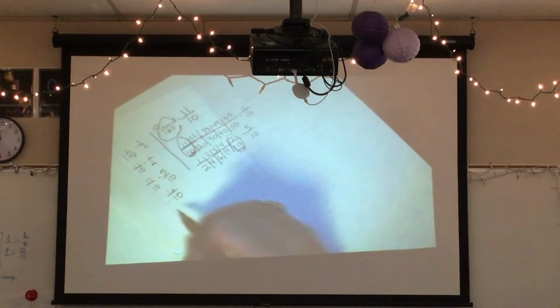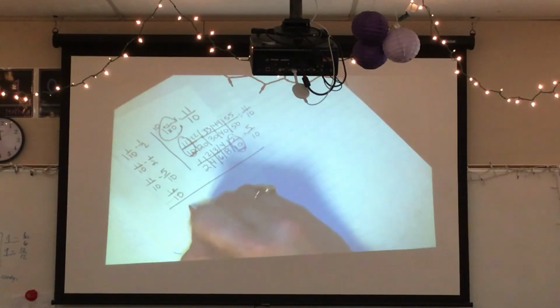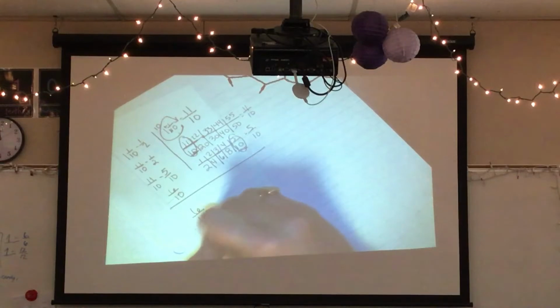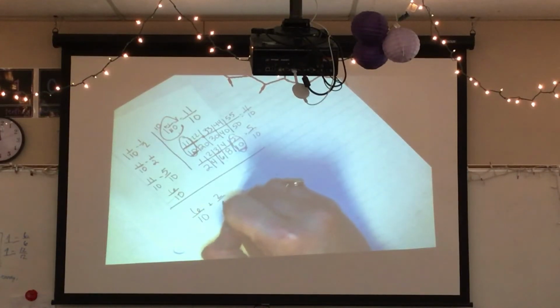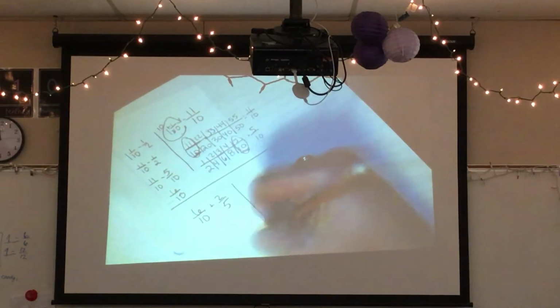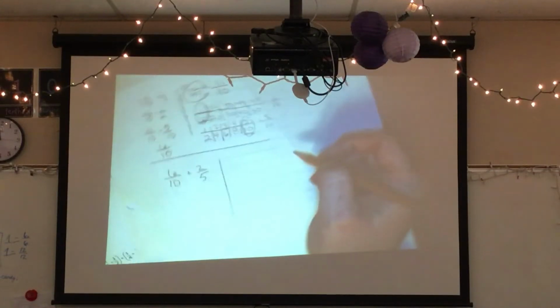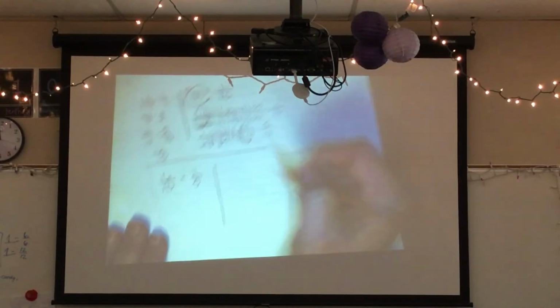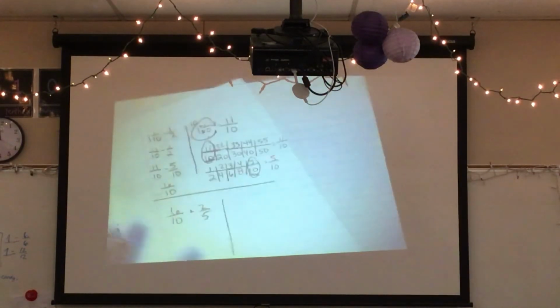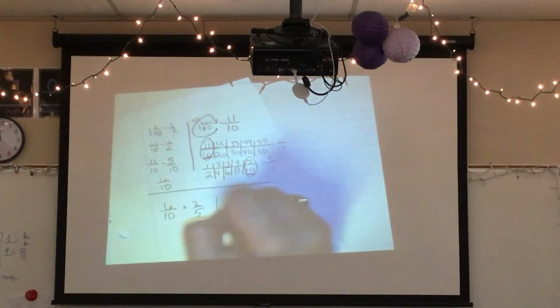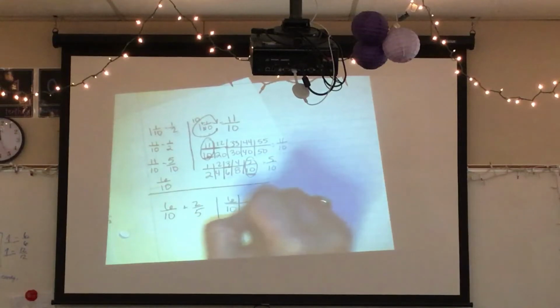Coming back over here. 6/10 plus 2/5. What do I need to do? Make a ratio table. Very good. What does finding your ratio table help me do? Find a common denominator. Okay.